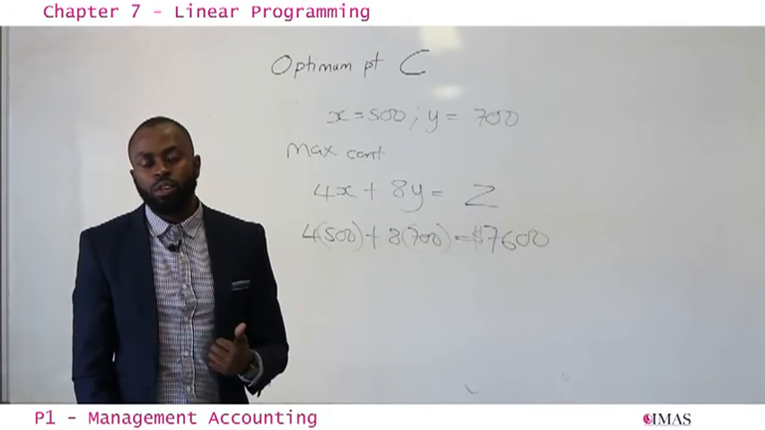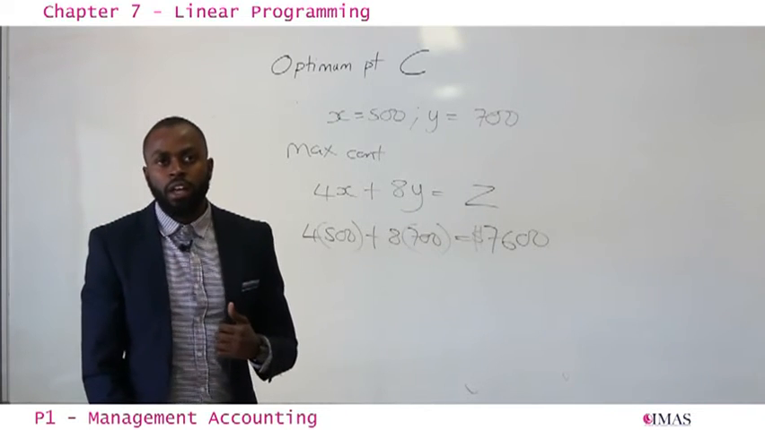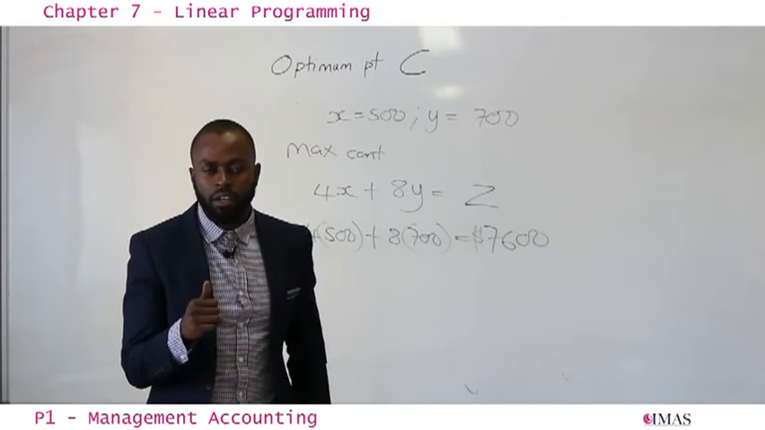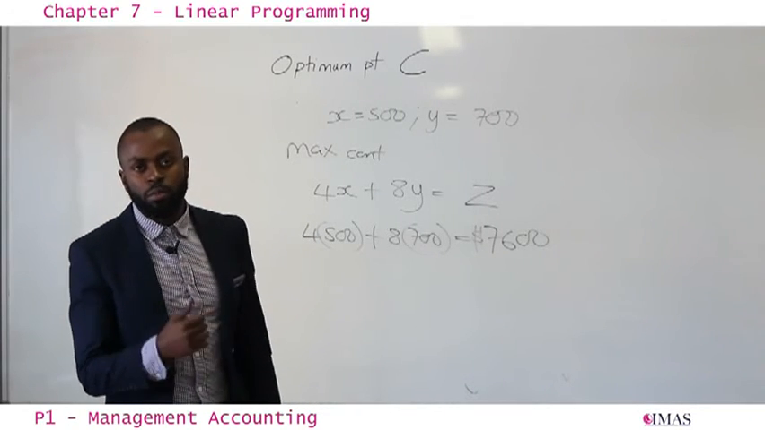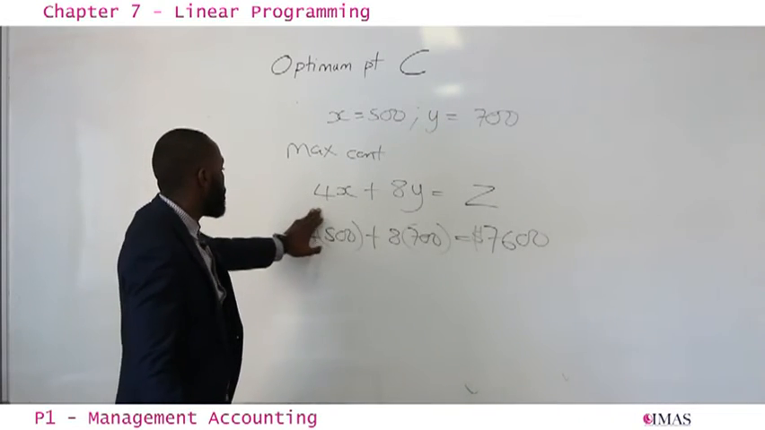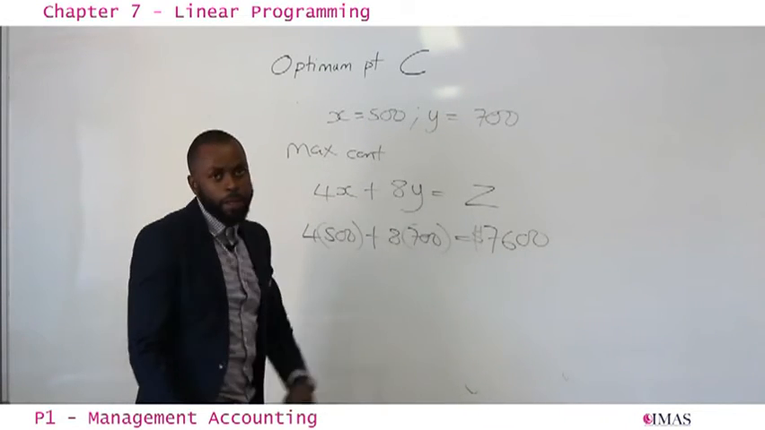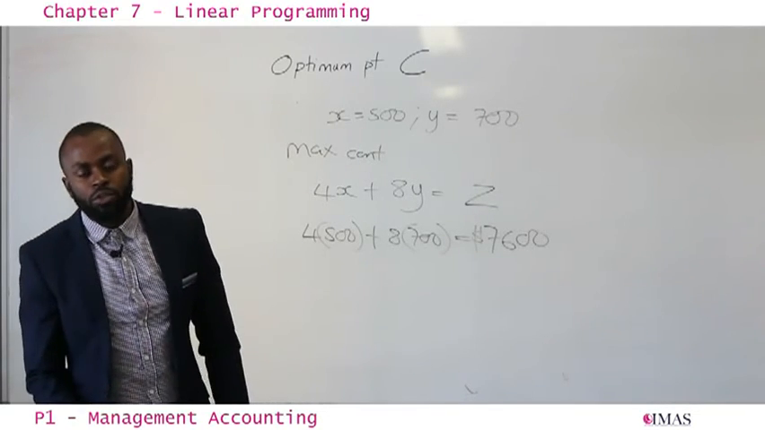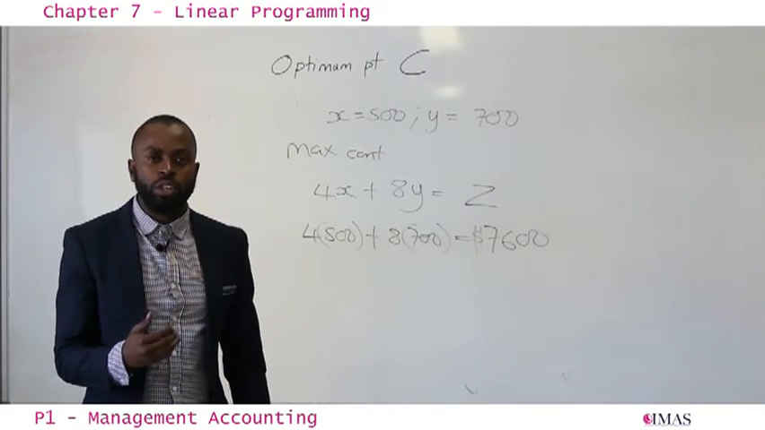And our step 2 was to state our objective. We said objective is either to maximize contribution or we're going to minimize the cost. With this question, we wanted to maximize the contribution. And each unit of x was contributing 4, each unit of y was contributing 8. Now step 2 might be asked in the exam. So you should be just able to calculate your contribution per unit.